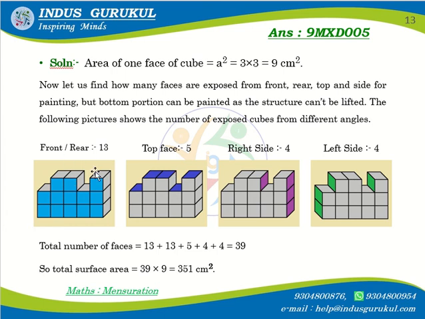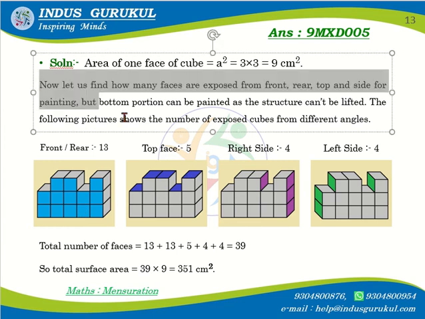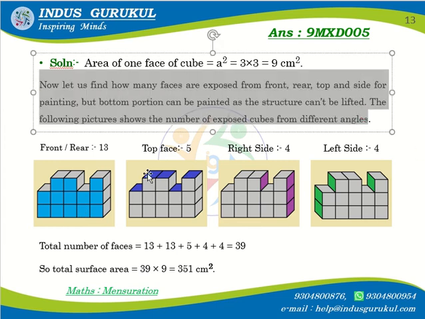Front and rear: how many faces are there? Because in this, we have to find the area of one face. If it is a 3 into 3 cube, then the area of one face will be 9 square centimeter. All these small faces will be 9 square centimeter. Now, just read this line first. It says, let us find how many faces are exposed from front, rear, top, side, painting and all.